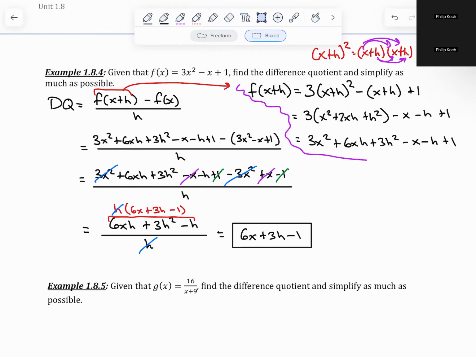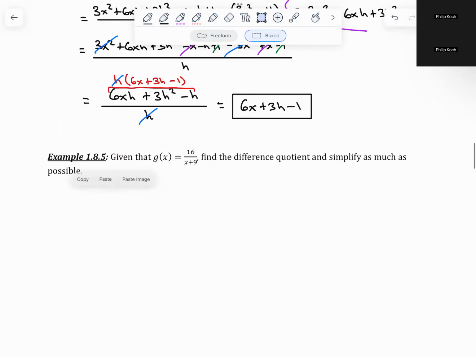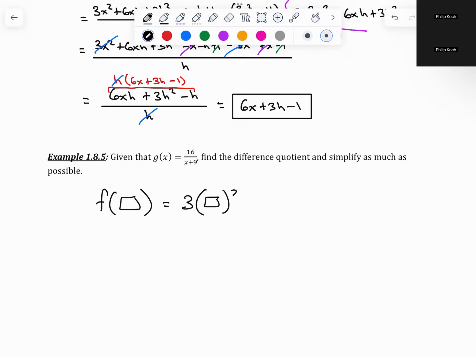So, okay, I think I understand. This is a weird concept, absolutely, because the function is defined as f of x, and now we're replacing the x with an x plus h. Don't think of it as the same variable, really. Imagine a function f of box is equal to 3 times the box squared minus the box plus 1. So what I'm doing is putting x plus h inside the box. Does that help?